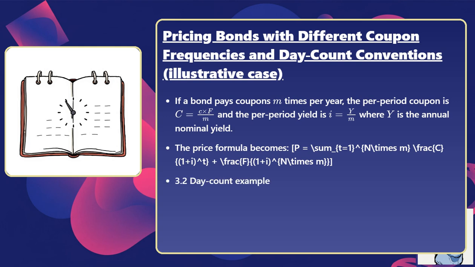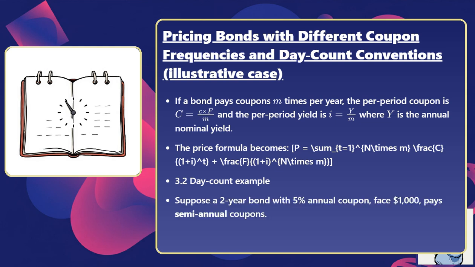3.2 Day count example. Suppose a 2-year bond with 5% annual coupon, face $1,000, pays semi-annual coupons.